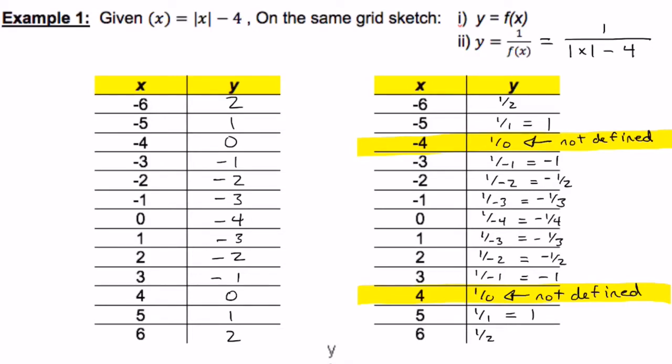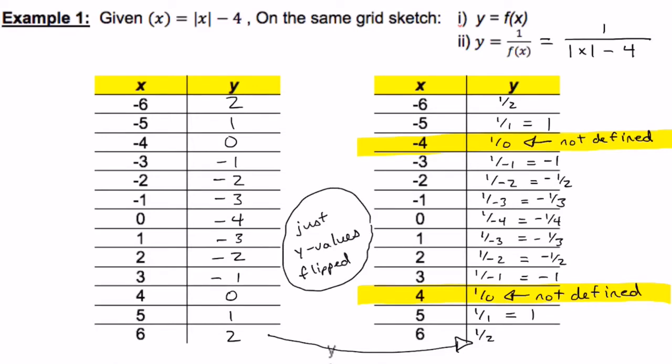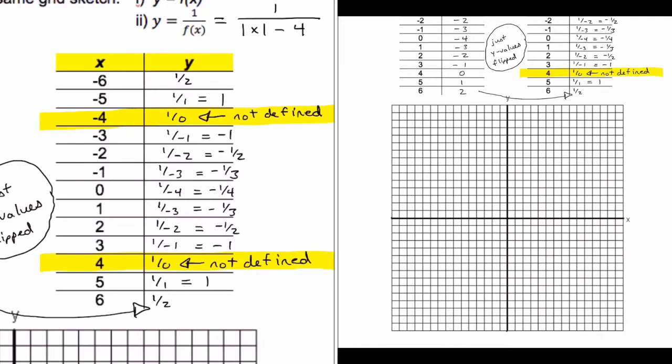And then the other thing that I notice is that the x values don't change. When I look at the point negative 6, 2, its image point is negative 6, a half. Well, it's only the y value that's flipped over. It's only the y value that's the reciprocal. Let's look down at negative 2 becomes negative 2, negative a half. Again, it's just the y value that gets flipped.